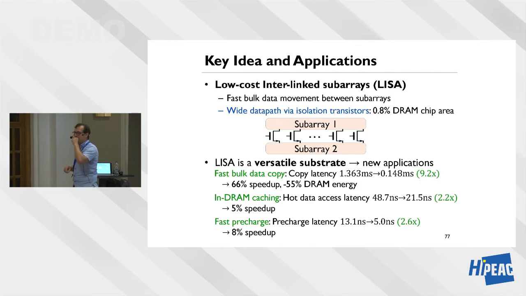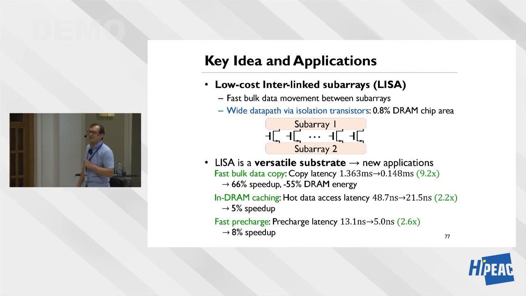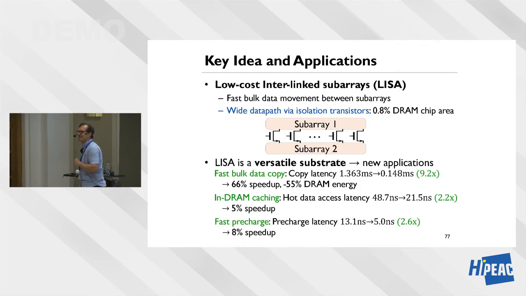Yes? How much does that reduce the density? Basically, this is the answer: 0.8% of the DRAM chip area. And I believe you can optimize it even more. This is based on some industry numbers from chips that add isolation transistors for other reasons. But that's always a very good question.